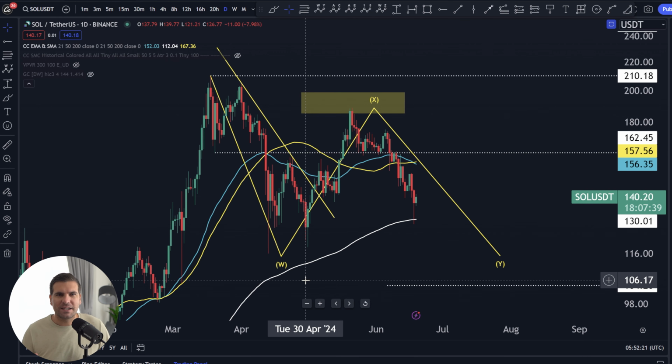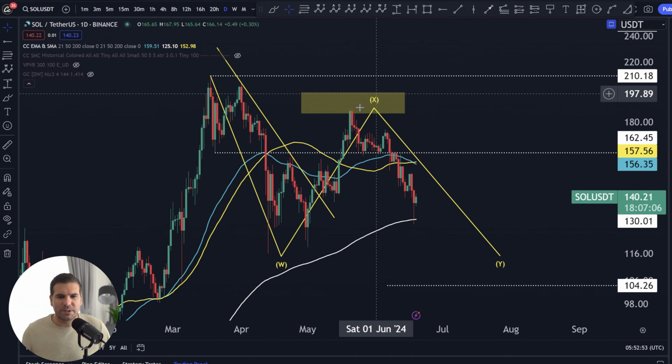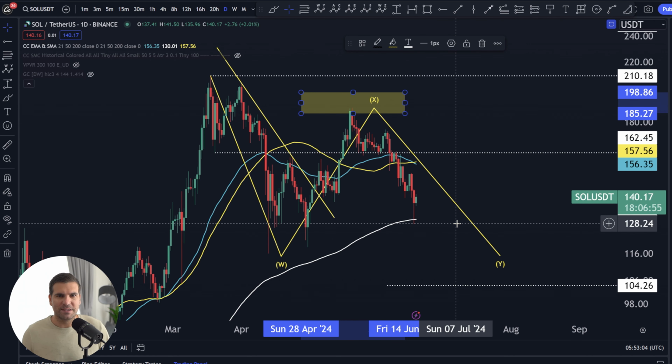But wait, there's more. Let's talk about the yellow WXY pattern that's forming right now. The WXY pattern is a complex corrective pattern in Elliott wave theory. Here, it's indicating a short-term bearish correction. We see the initial wave down, labeled W, followed by a corrective wave up, labeled X. This is the one that hit our expected range, just up here between $185 and $198. And we're currently in the Y wave, which is pushing the price lower.